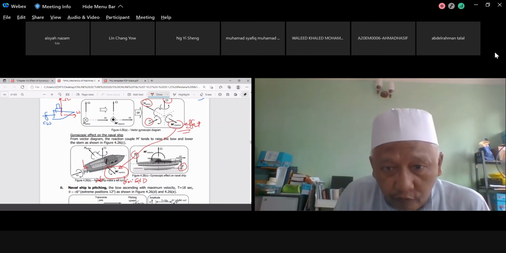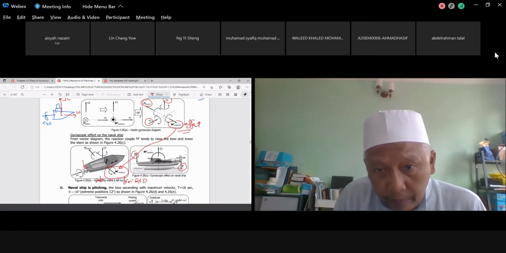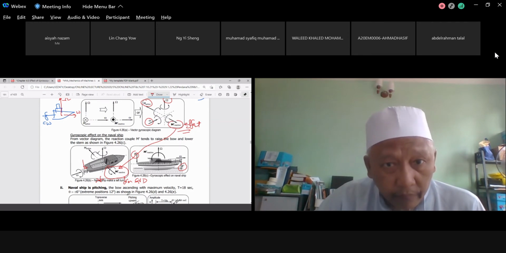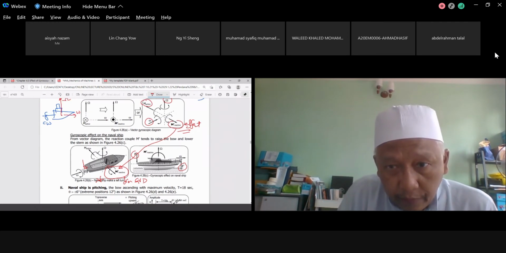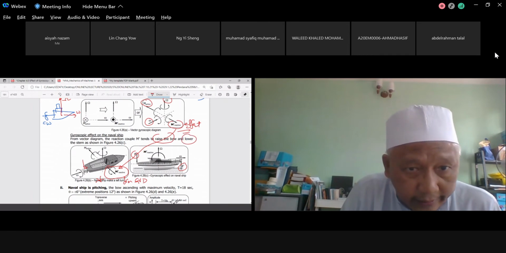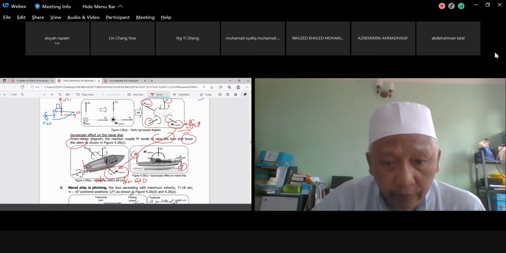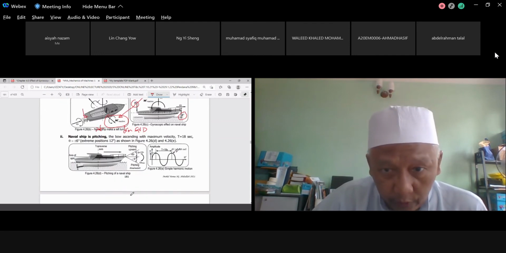And you found this one. What happened to the structure now, or what happened to the body now? The bow will be pointing upward and the stern will be pointing downwards. Okay, as I mentioned here, raise the bow and lower the stern. It's not very difficult, isn't it? And again, do not memorize the whole thing.